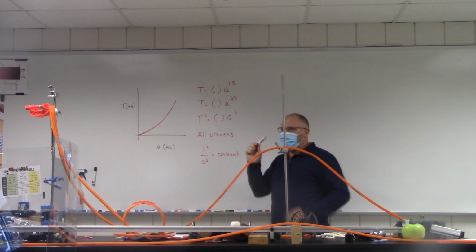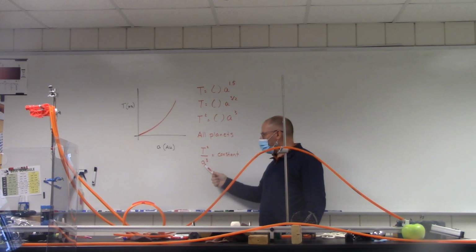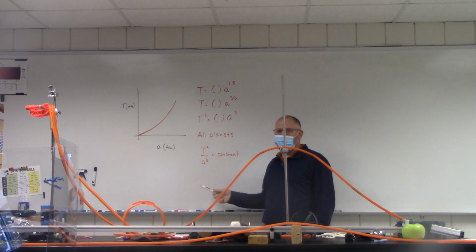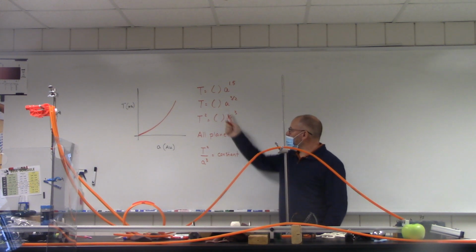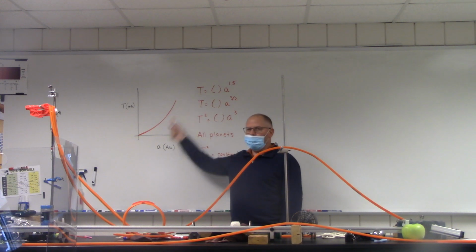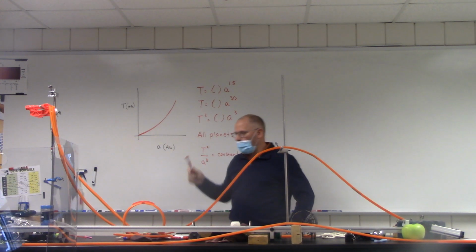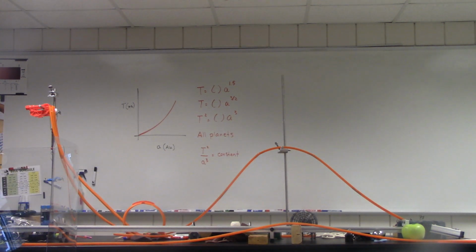This means that for any planet, the T squared over A cubed is a constant, and it's the same constant for all planets, and it's the coefficient of this bad boy right here. Okay? I analyzed it yesterday, which I think is cool.